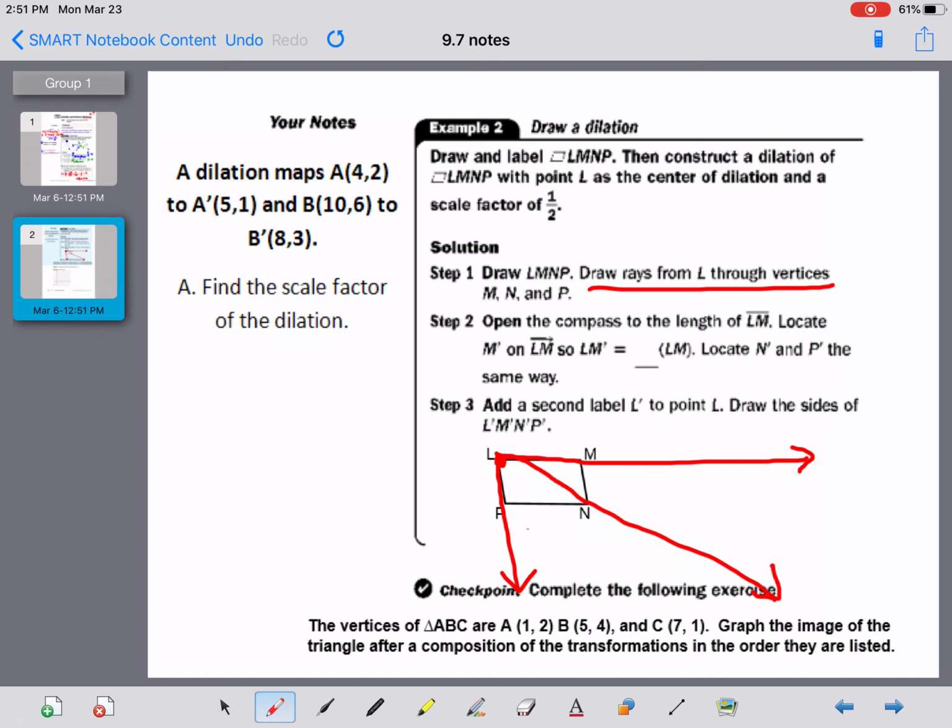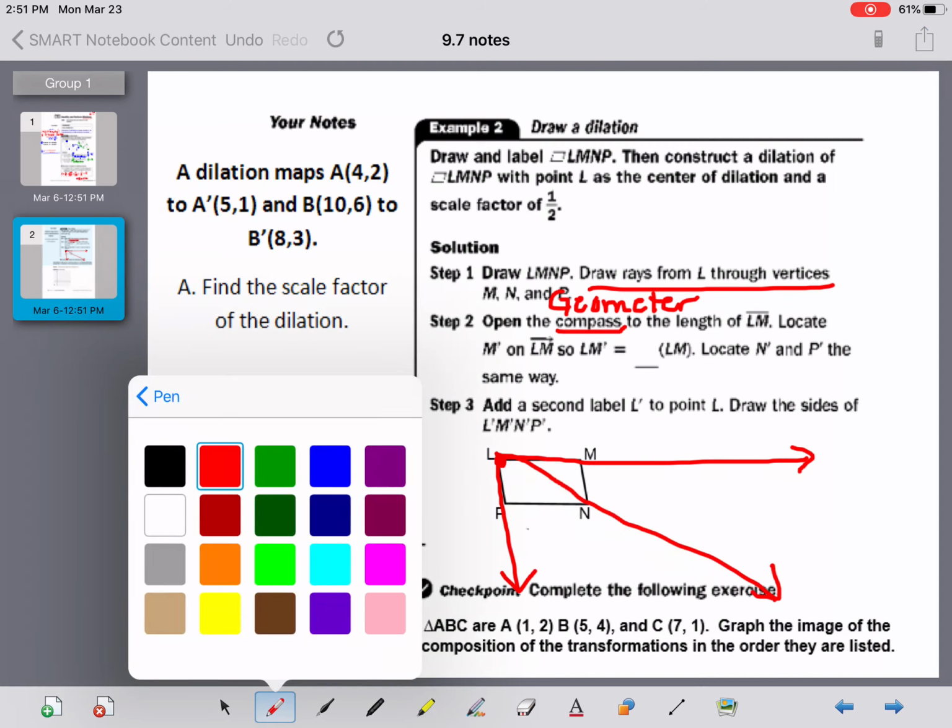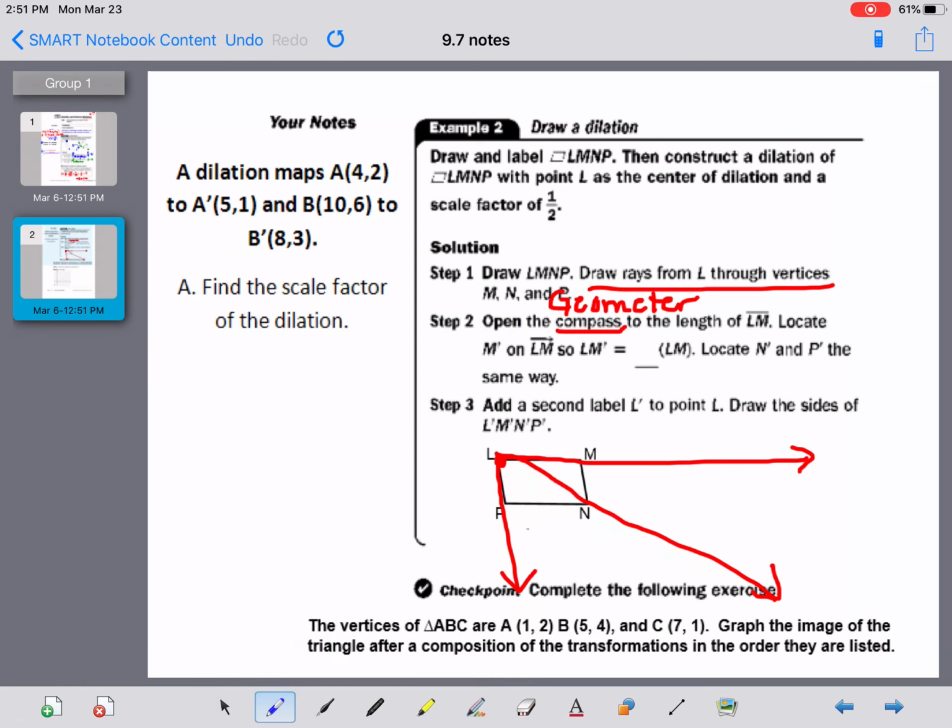Now I'm on to step 2. It says open the compass. I'm going to suggest instead you use your geometer or just a ruler itself. Because of the job we're trying to do, this is going to be more effective than the compass will. So let me change colors so you can kind of see what I'm trying to do here. It says open the geometer or use the ruler on the geometer to the length of L to M. So I measure from L to M here. Get your value, whatever it is.